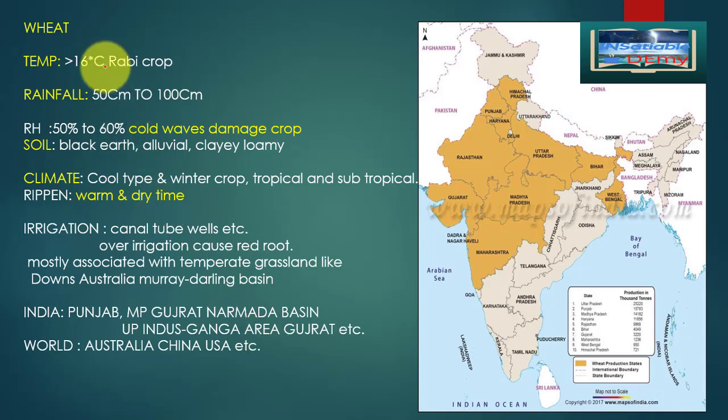Now wheat. Wheat requires a temperature of less than 60 degrees Celsius. It is a rabi crop. Rainfall it needs is 50 to 100 centimeters. Relative humidity 50 to 60%, and cold waves damage the crop. Soil needs black earth, alluvial, clay, and loamy soil. Climate is cool type, a winter crop, tropical and subtropical. This is a rabi crop which grows in winter time.